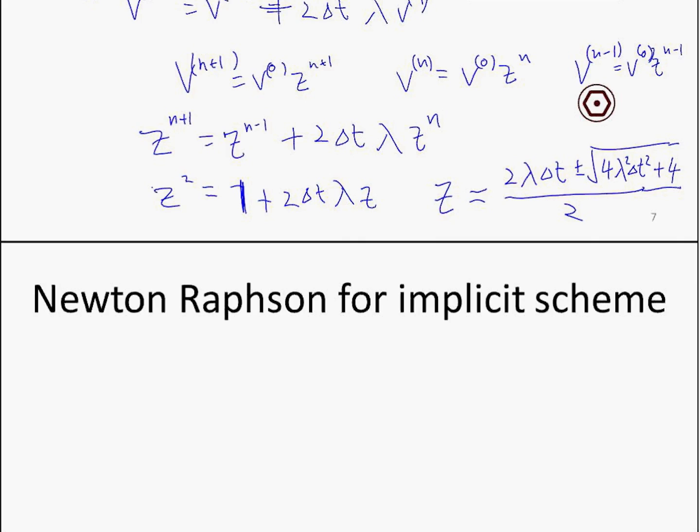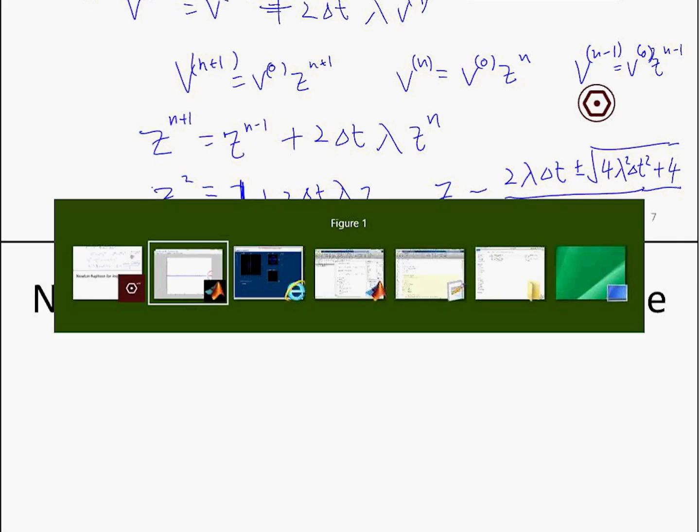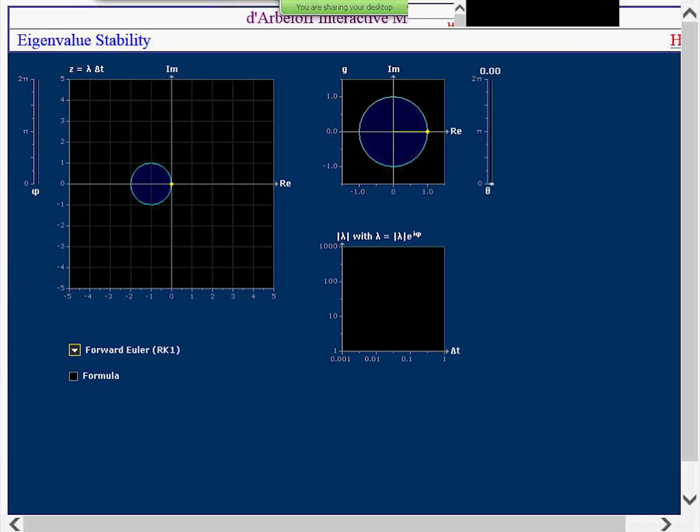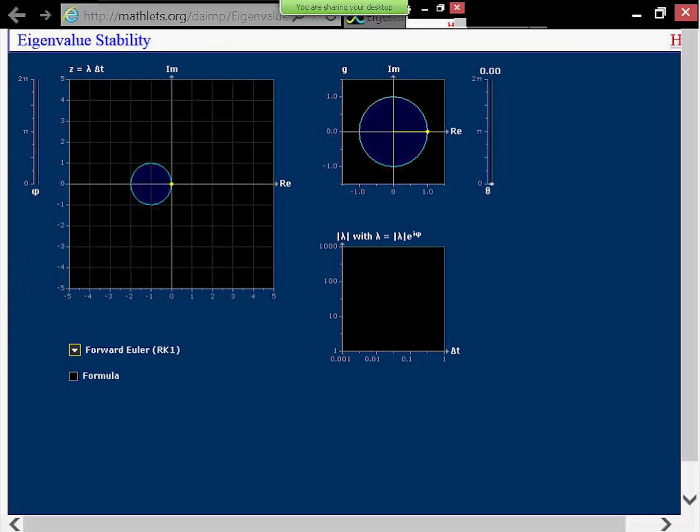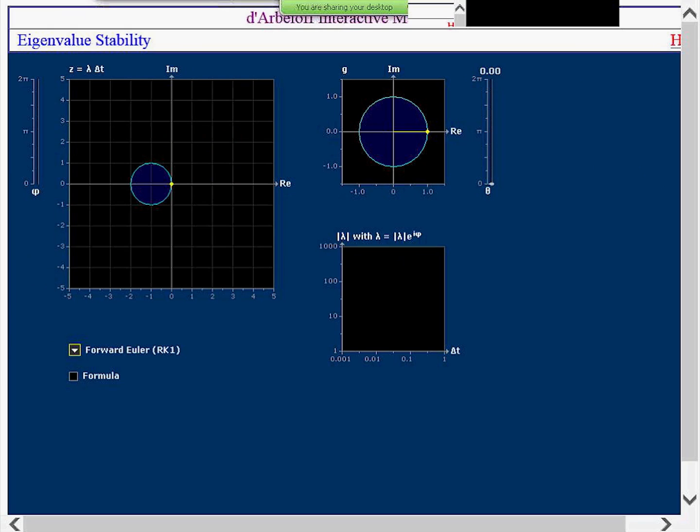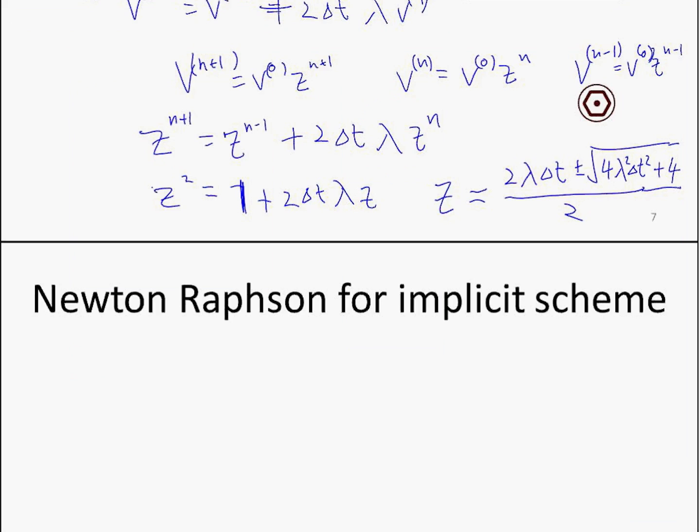So by solving that inverse problem, moving from a z that has modulus 1 to a lambda delta t, I'm going to compute the boundary of the stability region, which gives me something like this. So if I trace the boundary, that gives me z with modulus 1. I'm going to plot the boundary of the stability region.